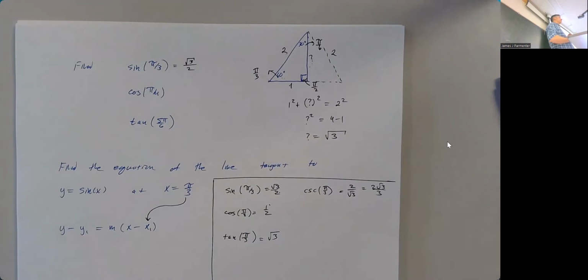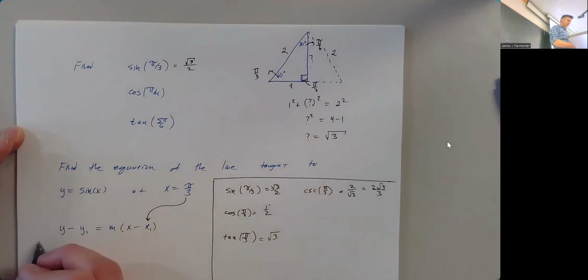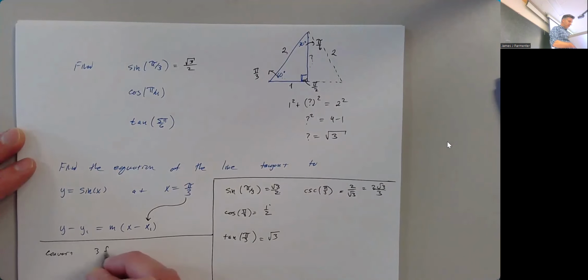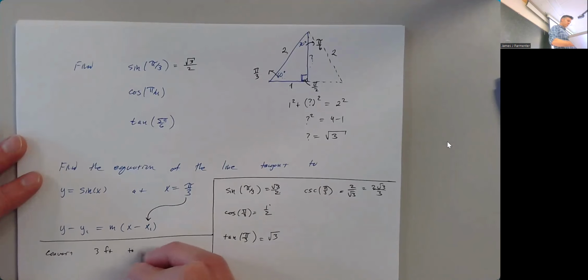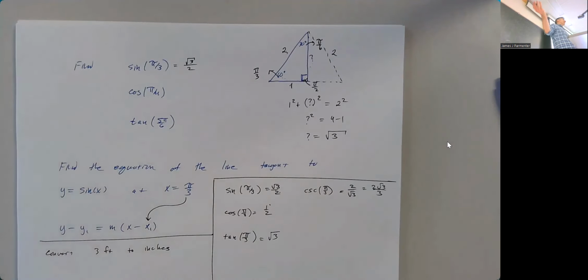How would you know that the 60 degree angle is pi over 3? So we have to be comfortable going back and forth between radians and degrees. And the way you can change from radians to degrees is by multiplying by the conversion factor. So let me ask you a different question, and then we'll come back to this question, I promise. How would you convert 3 feet to inches? I mean, what's the answer? 3 feet is how many inches?